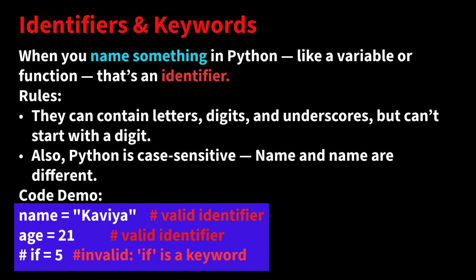When you name something in Python, like a variable or function, that is an identifier. There are a few rules. They can contain letters, digits, and underscores, but can't start with a digit. Also, Python is case sensitive. Name with capital N and name with small n are different. Here, in this Python program, name is an identifier storing the text Caviar and a stores the number 21. If we try to use if as a variable name, Python gives an error because if is a keyword, a word Python has reserved for its own commands.